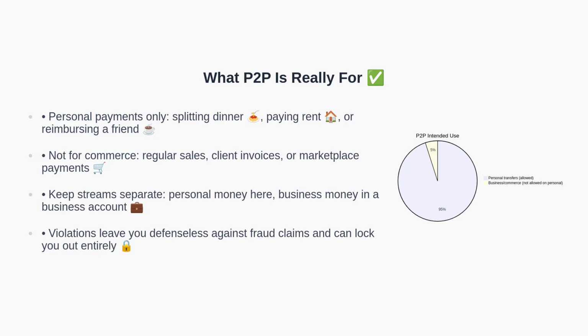Peer-to-peer services are designed strictly for personal payments: splitting dinner, paying rent, or reimbursing a friend. Conversely, they are not intended for commerce, such as regular sales, invoicing clients, or marketplace payments. Consequently, you must keep personal and business funds separate. If you ignore this separation, you may have limited recourse when disputes arise, and you might be locked out of the P2P ecosystem altogether.